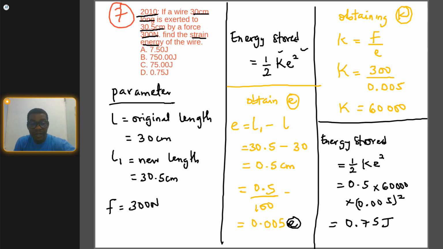So observing and examining the options, option A is not correct. Option B is not the response. Option C is not the response. Option D is the response. So the answer is option D, which is 0.75 joule. That would be the correct answer.